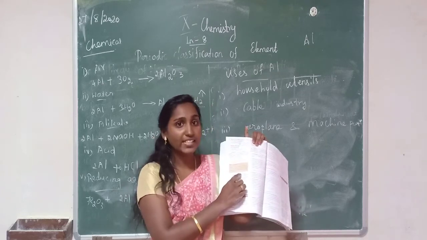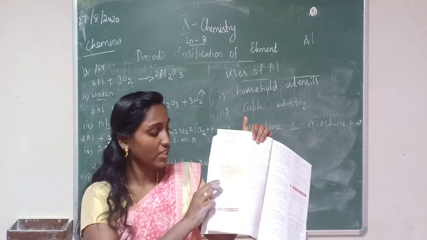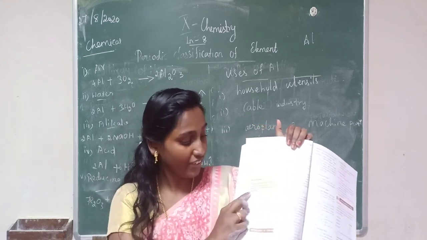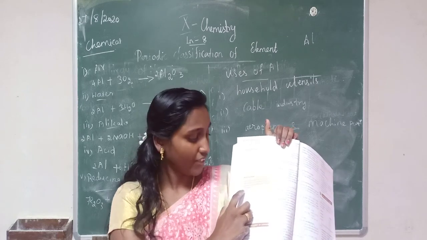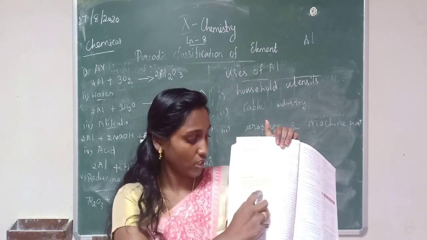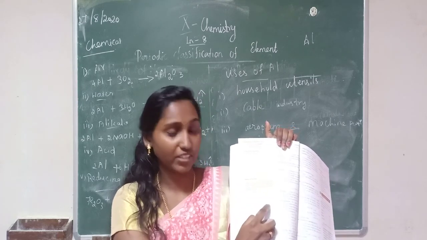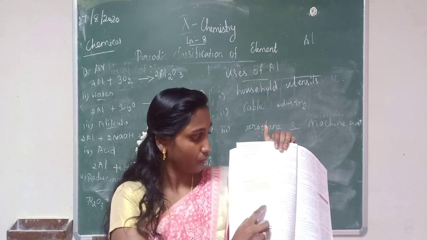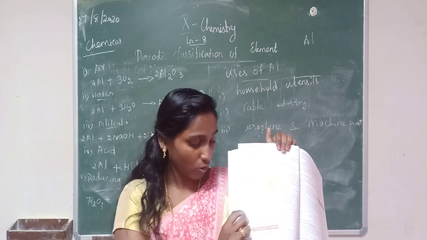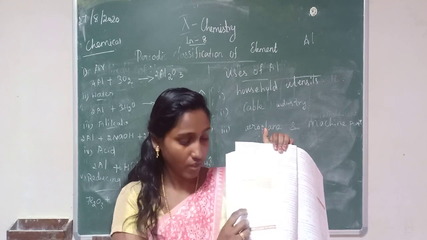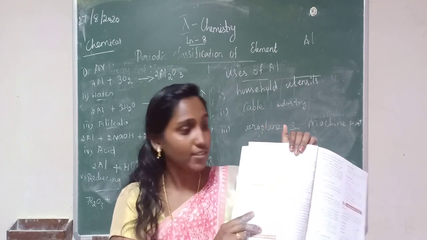Near the reducing agent, write down: define aluminothermic process. Note it here, the full paragraph with that equation. Then here write the uses of aluminium. Note these 3 points. So thank you students. Study well.